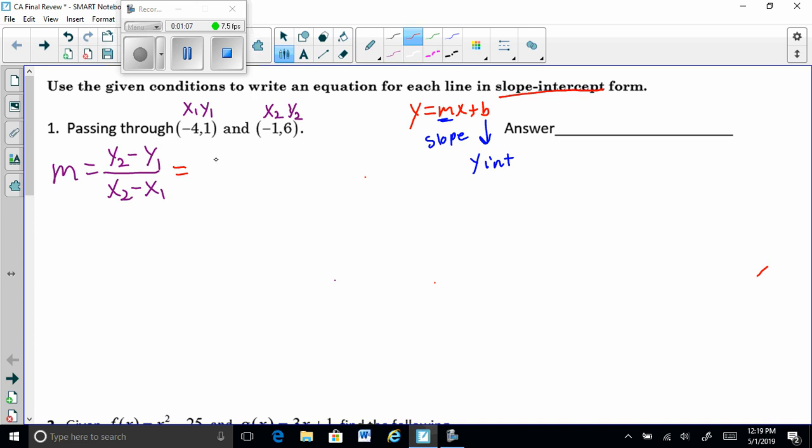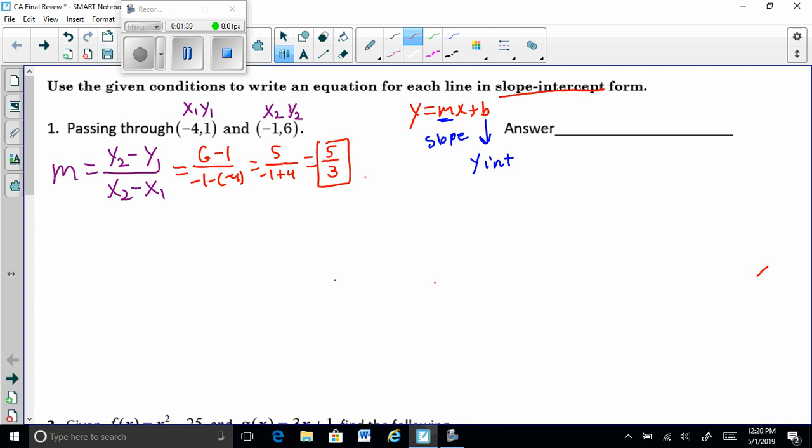So we're going to have 6 minus 1 over -1 minus a -4. So I'm going to end up getting a 5 on top. On bottom, that turns to a +4. So I end up with 5 over 3, so 5/3. All right. So now I have my slope. That's half of it, but now I have to find the b value.